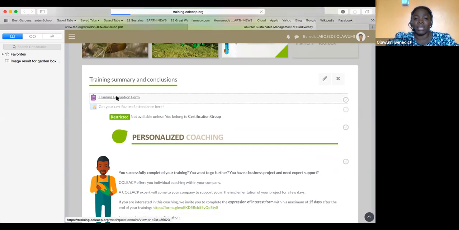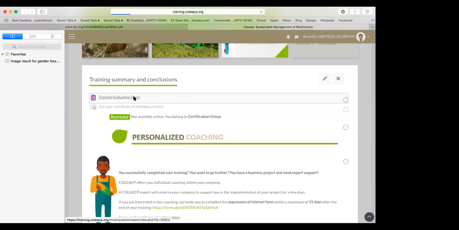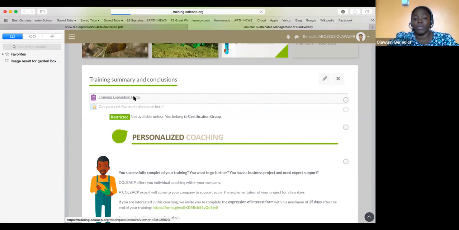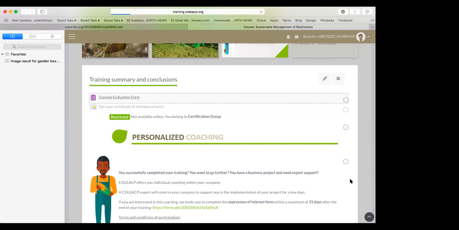And when you click it, it will open up. The site is very slow now, but once you click it, it will open up. And then you answer all the questions that are in the evaluation form. If you do not answer this training evaluation form, you will not be able to get your certificate. If you can see my screen very well, we can all see that the certificate is restricted. Why has COLACP restricted it? It is those who finish the 3. Okay, Madam Chido is around. So let me stop sharing screen. We'll come back to this.